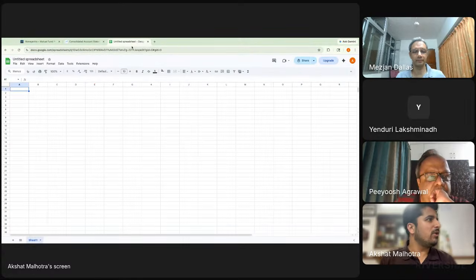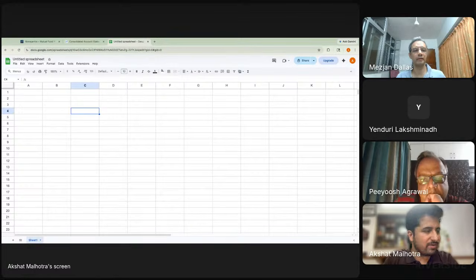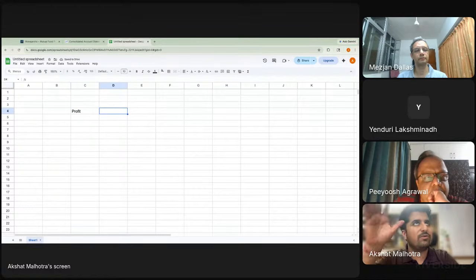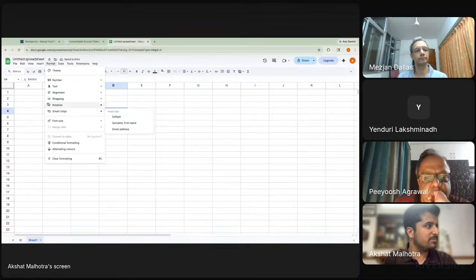So I hope you all can see my spreadsheet. I'll increase the size a bit. What this says is, what we were talking about, 1.25 lakhs of capital gain. Now, let's say if today, while selling, I have a profit of about 3 lakh rupees on my total investments. Okay, profit of 3 lakh rupees.